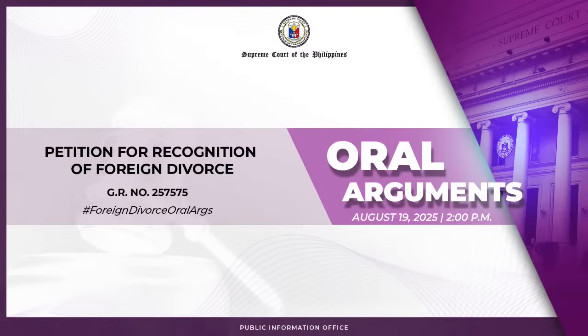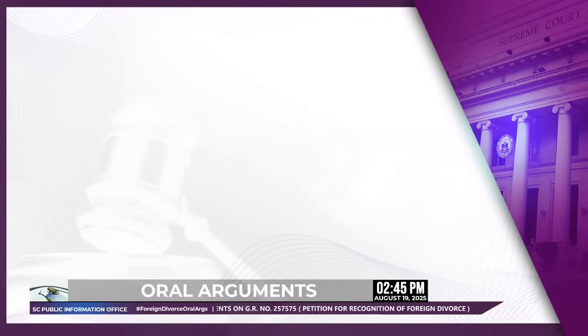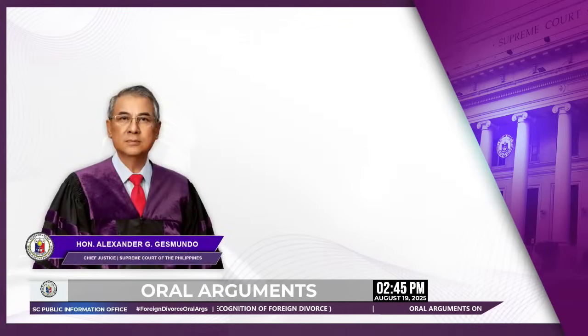As discussed during the preliminary conference held on July 1, 2025, counsel for the petitioner and counsel for the respondents shall each be allotted 15 minutes to deliver their respective opening statements. Each amicus curiae shall be given 10 minutes to present their submissions before the court. The counsel for the petitioner may now approach the podium for your presentation.